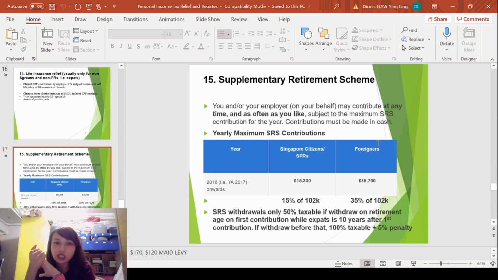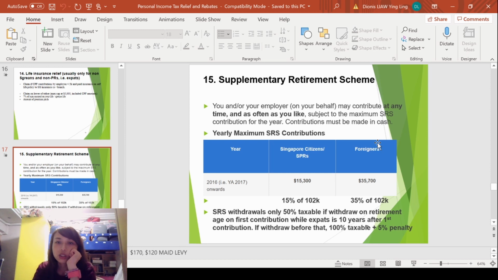It is because the withdrawals are only 50% taxable if you withdraw at retirement age. For example, if I reach my retirement age and withdraw $10,000, then only $5,000 will contribute to my assessable income for the year. If I contribute $10,000 in my current year, I already get tax relief, because there will be tax relief once you contribute to this. So this is why people contribute to the SRS scheme.